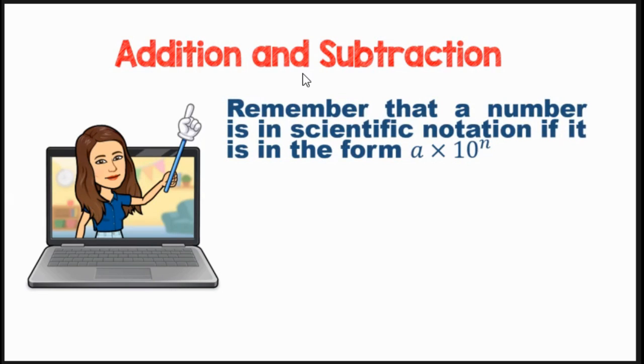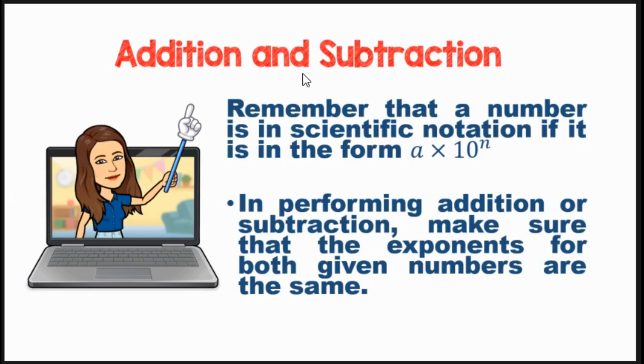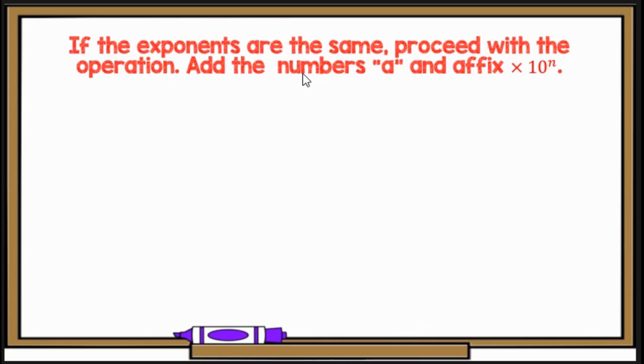Please recall that a number is in scientific notation if it is in the form a times 10 raised to n. In performing addition or subtraction, make sure that the exponents for both given numbers are the same. If the exponents are the same, proceed with the operation. Add the numbers a and affix times 10 raised to the power of n.